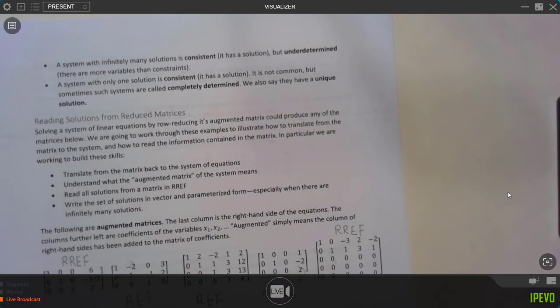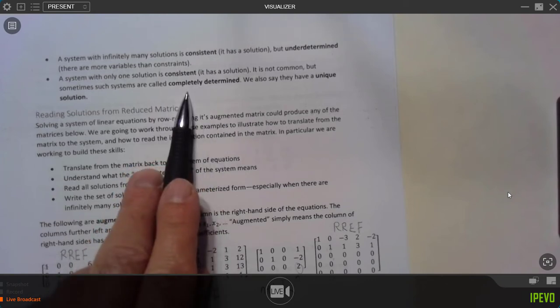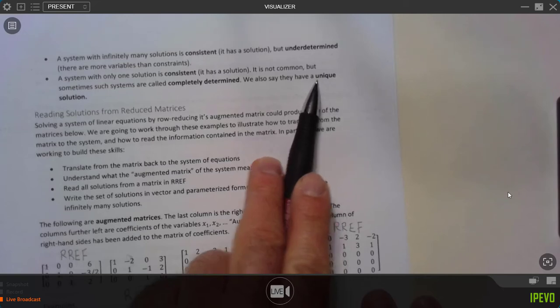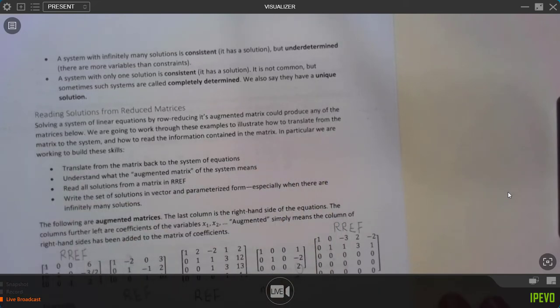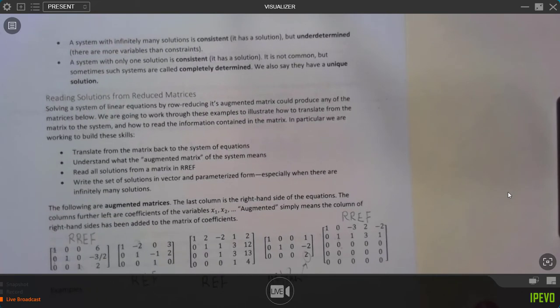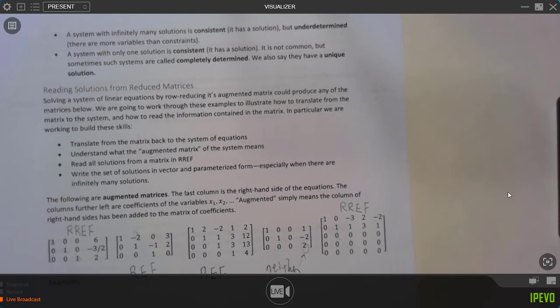And a system with only one solution, well, it's consistent, it has a solution, and some people call that completely determined. It's not really that common, but I've seen it. And you could also simply say it has a unique solution. Okay, now I would like to talk about how to read solutions from matrices. We kind of did that already on the previous pages, so maybe I won't say much more about that, but what I haven't talked about so far is back substitution.